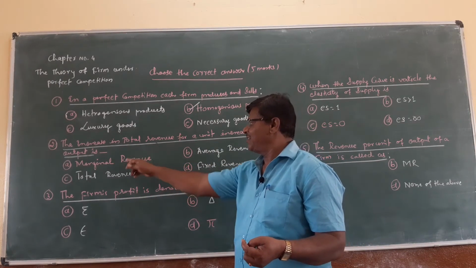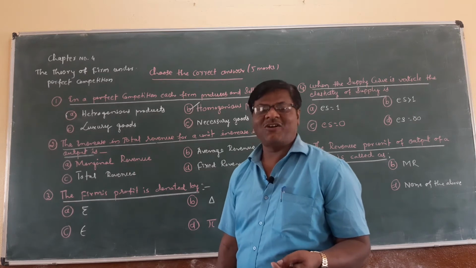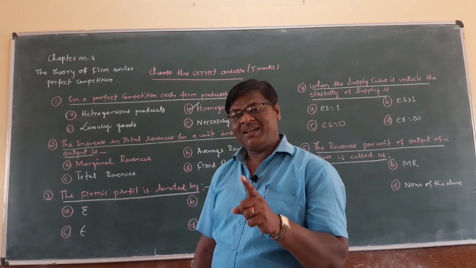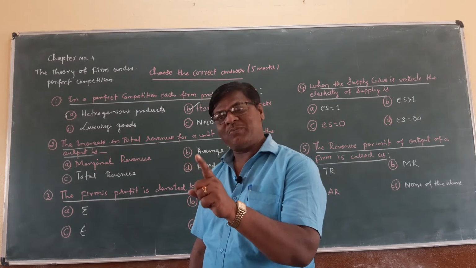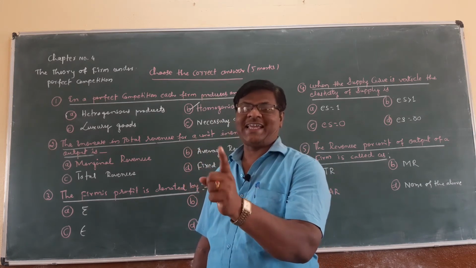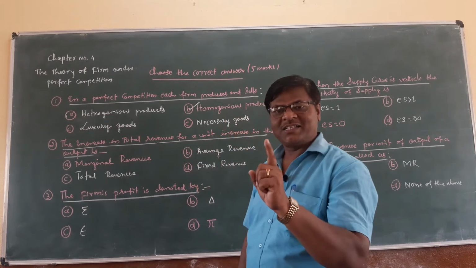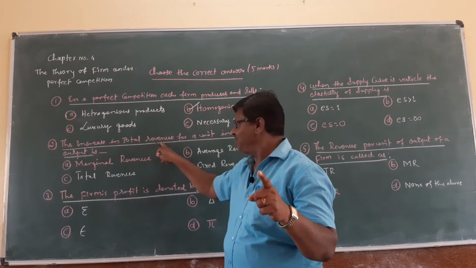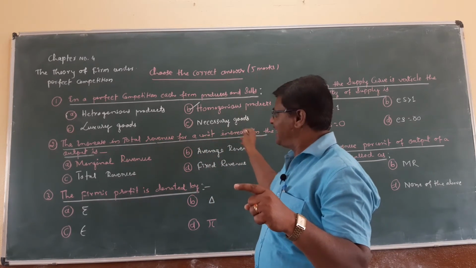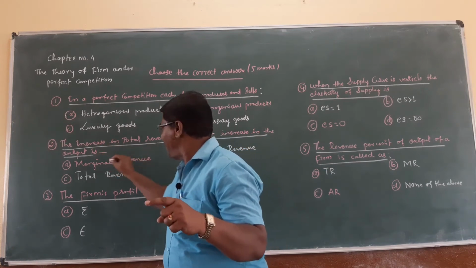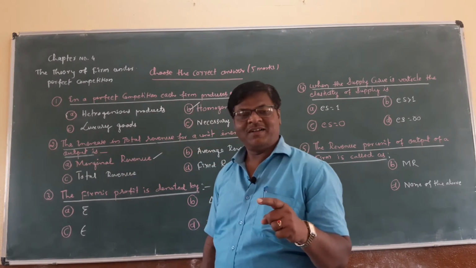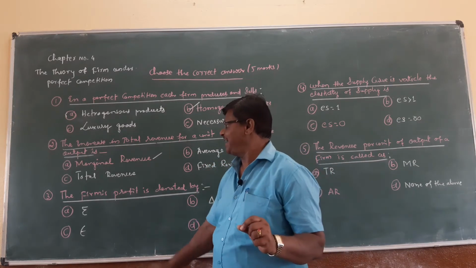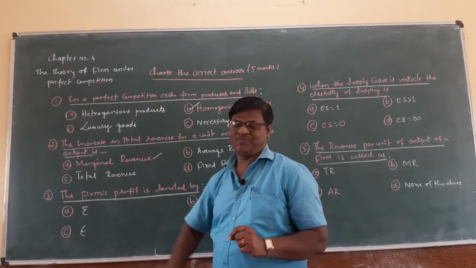The answer is marginal revenue. Marginal revenue means an extra revenue produced by the firm from an extra unit. It means increase in total revenue. Increase in total revenue for a unit increase in the output is called marginal revenue. So the answer is A, marginal revenue.